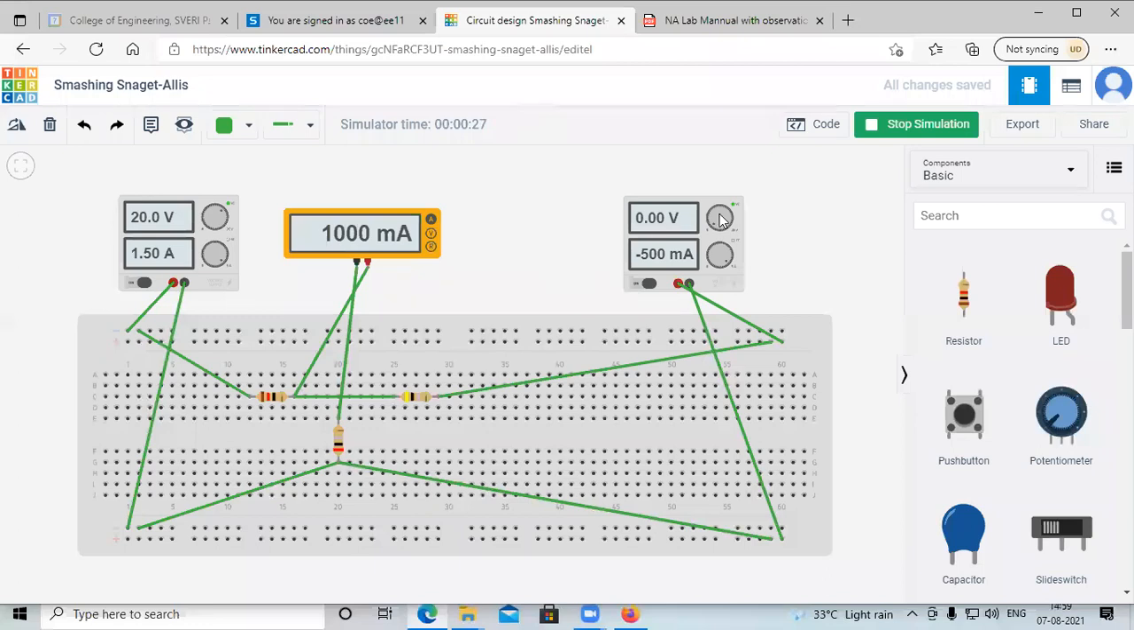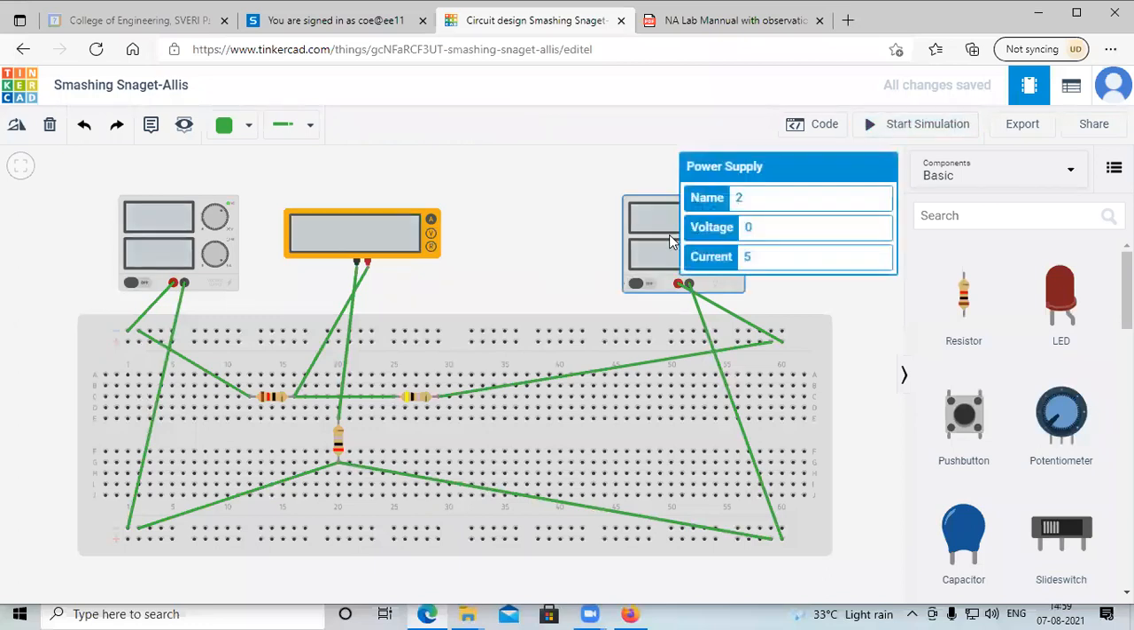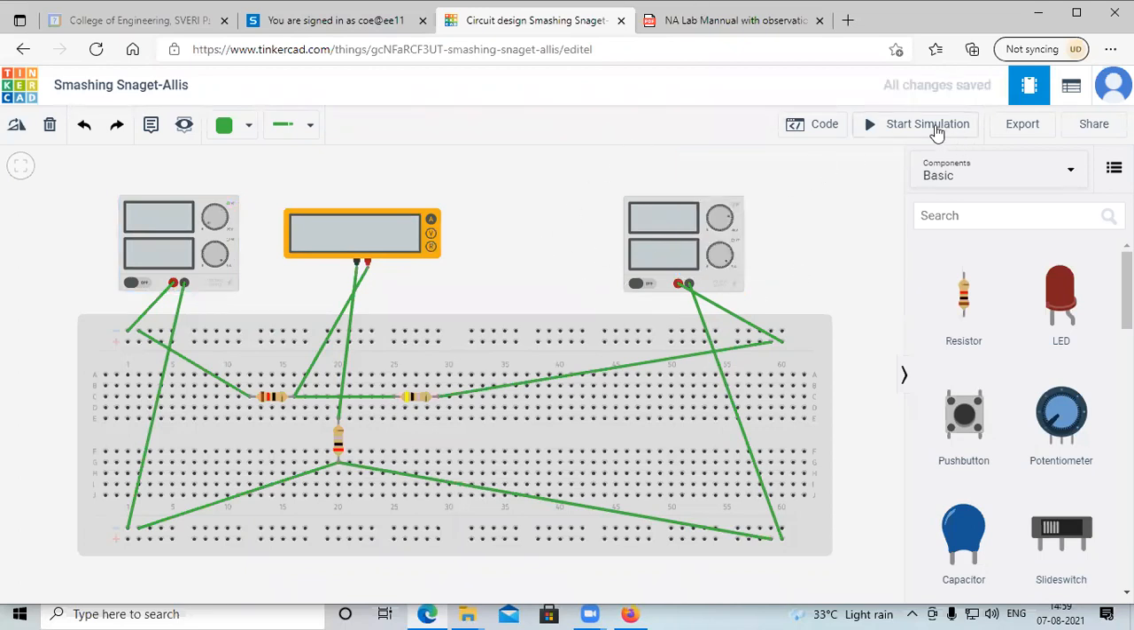Okay. Now the second situation is that when the second source is acting alone, at that situation the first one is short circuited. I short circuit the first one, so the voltage across this is put as 0. Now I will start the simulation. What is the answer? 3.6 ampere. So 3.6 ampere. So the total current flowing through this is nothing but 4.6.